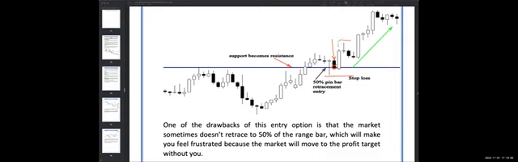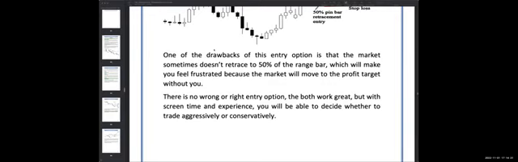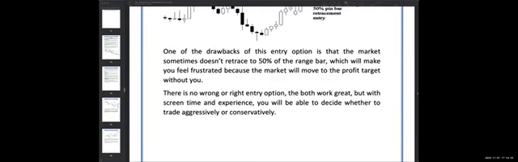So again, remember, we're in an uptrend. This candlestick doesn't mean anything. This pin bar here, do not trade against the trend, right? Just be patient, relax, wait, and you see this trade just continued pushing up. So one of the drawbacks of this entry option is that the market sometimes doesn't retrace to the 50% of the range bar, which will make you feel frustrated because the market will move to the profit target without you.